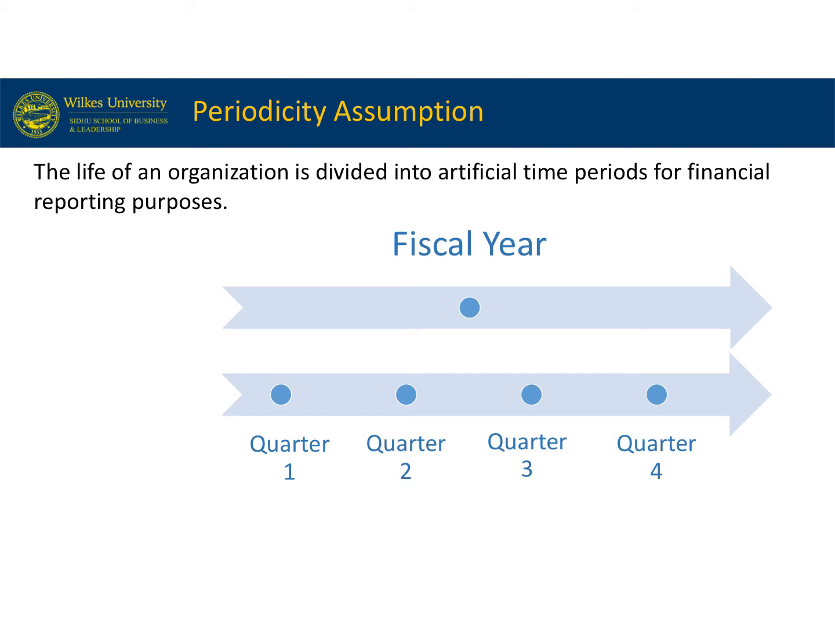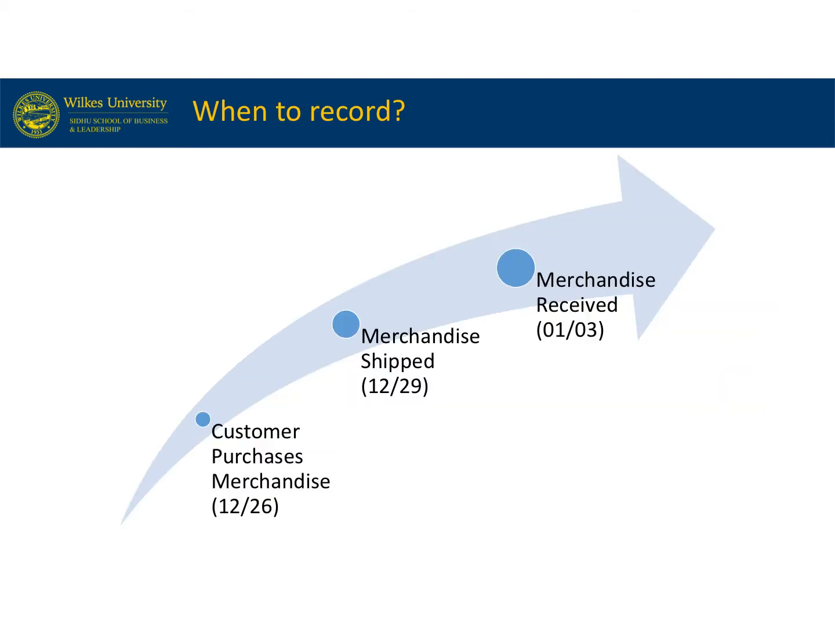The fiscal year serves as the organizing basis for economic measurement and financial reporting, and the reporting periods can be the year, quarter, month, and even the day. Sometimes we have transactions that cross time periods, and we need to know when to record those events. Because cash can come before or after an event, we don't use cash as the basis for recording revenue and expenses. We use accrual accounting.